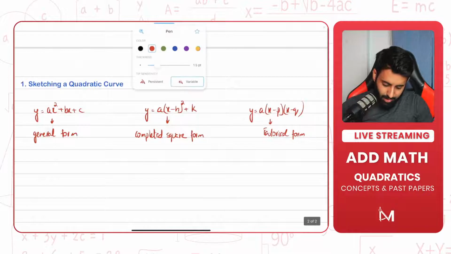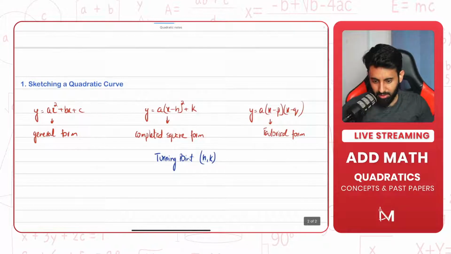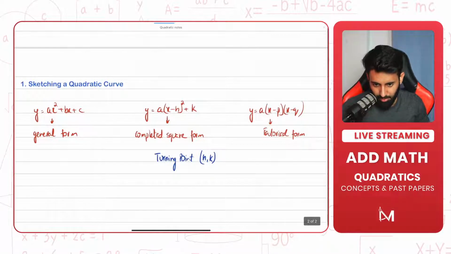Now, the reason why we bring it in completed square form is so that we can find out the turning point, as every quadratic curve is going to have a turning point. And what is the turning point? What are the coordinates of the turning point? H comma k, where h is the x coordinate of the turning point and k is the y coordinate of the turning point.